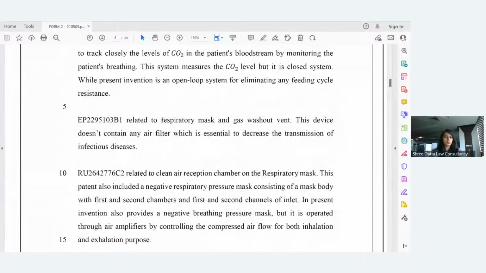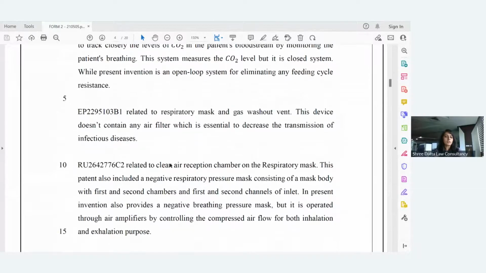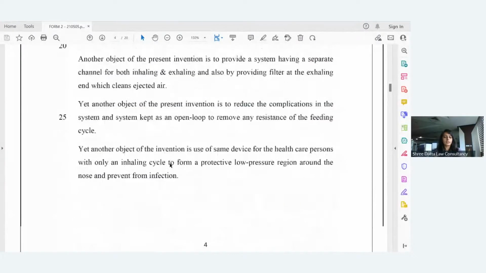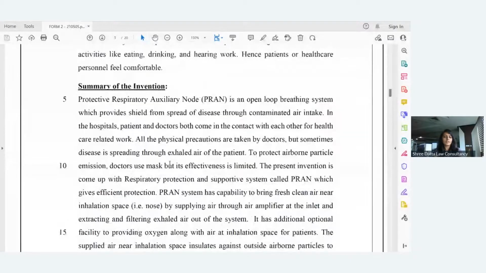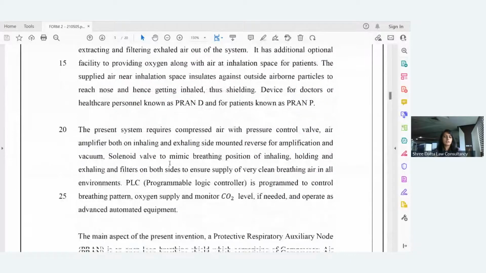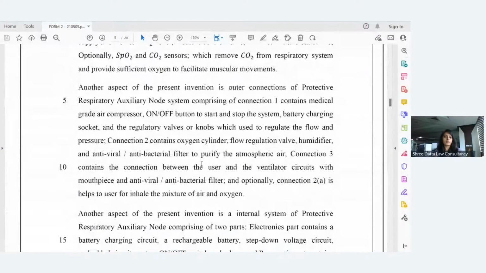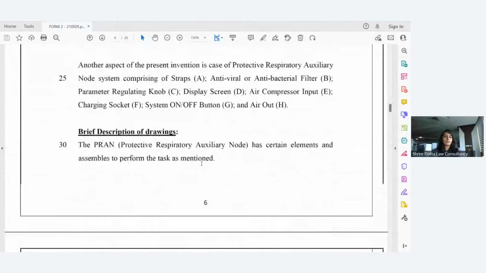So in that, you can use language like 'this discloses this' or 'is related to this'. Then object of the invention: the main, another, yet another, like that. Then summary of the invention. In that, some of the aspects have been added as embodiments.